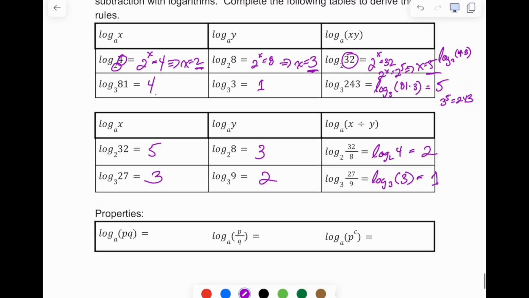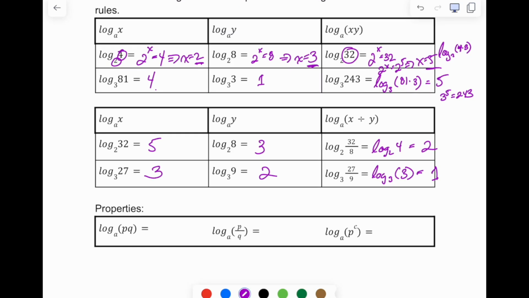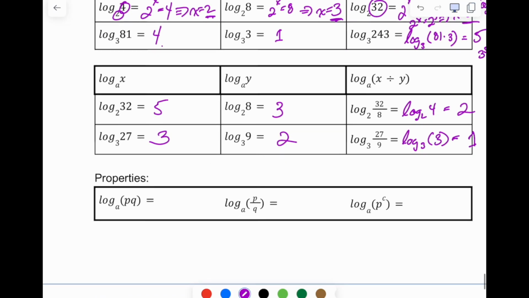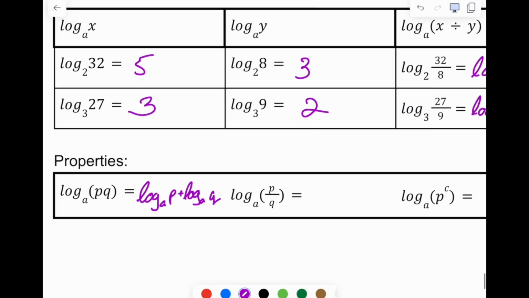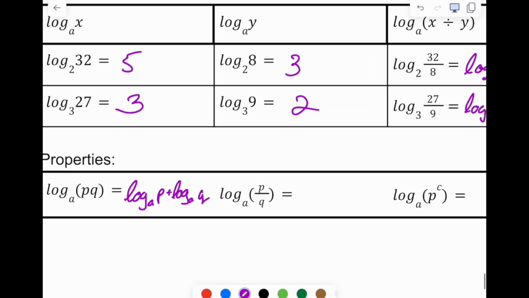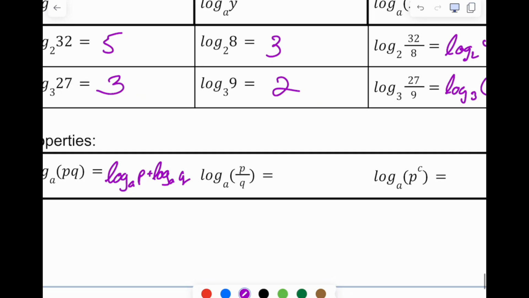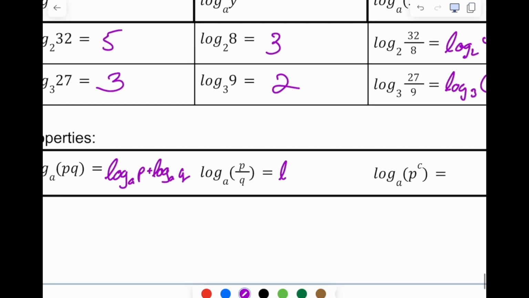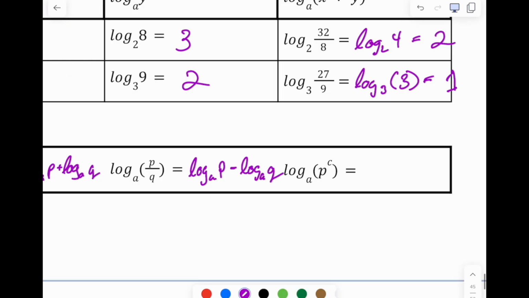All right? So these are the properties that we're discovering: log base A of P times Q is going to be the same thing as log base A of P plus log base A of Q. Notice that it has to have the same base for our log. Likewise, when we do division, this is going to be log base A of P minus log base A of Q. And last but not least, we have the power.